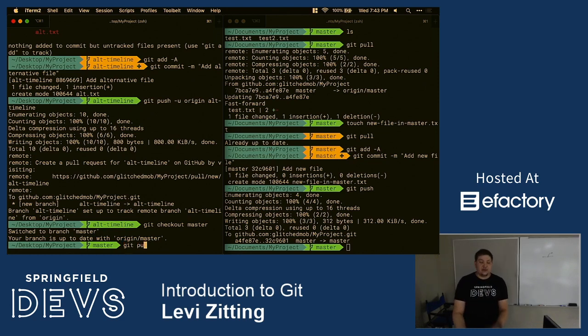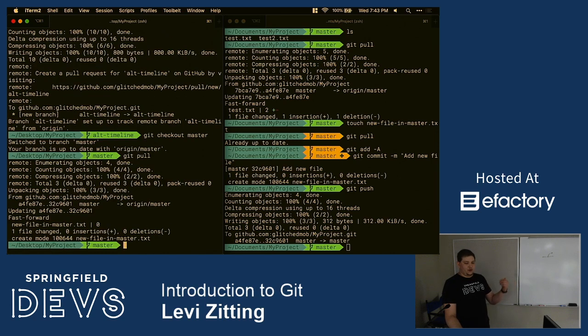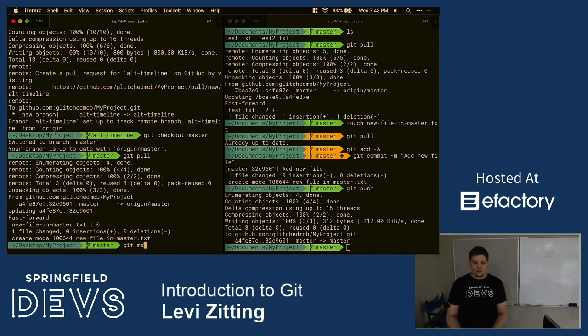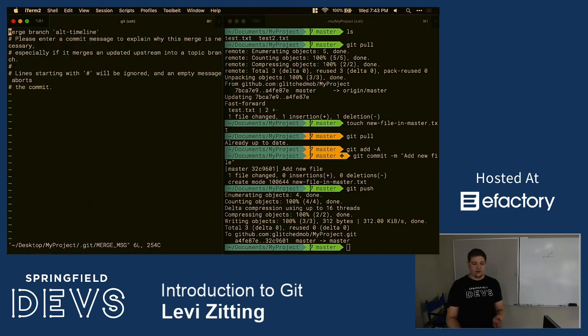At this point, I need to pull in my coworker's changes, right? So I'm going to do a git pull. And now I'm ready to merge my alternative timeline back into the main one. To do that, I check out the branch I want to merge into, and then I type git merge, and then the name of the branch I want to merge in, so alt timeline.